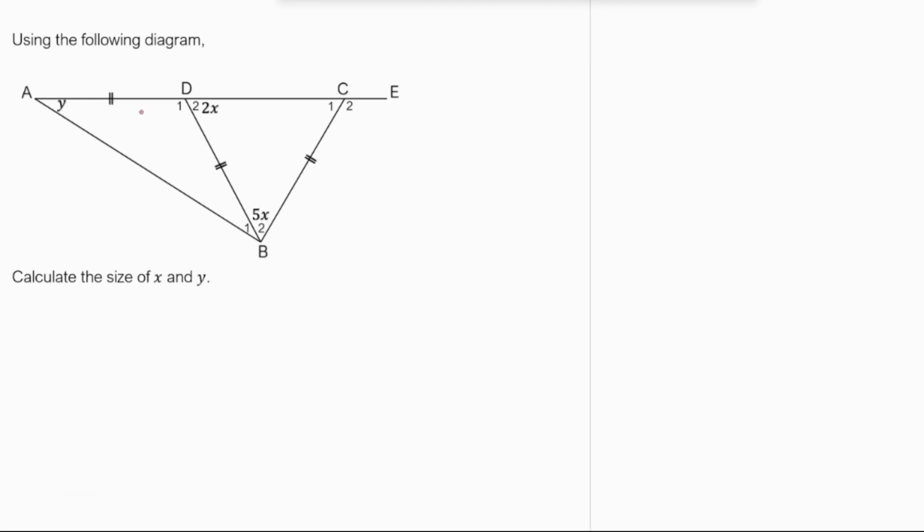Welcome back. Let's do this question. Using the following diagram, calculate the size of x and y.